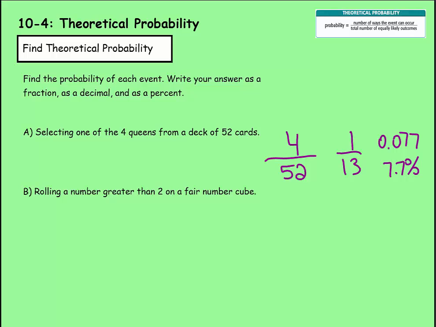Let's try for this one then. It says rolling a number greater than 2 on a fair numbered cube. So the total number of likely outcomes would be 6, and they're all equally likely because the cube is fair. Then the numbers that are greater than 2, that would be 3, 4, 5, or 6, meaning that there's 4 total possibilities. So if I simplify 4 over 6, that gives me the odds of 2/3. Dividing this to turn it into a decimal would give me 0.666 ongoing, so 0.67 if we round it. And then moving that decimal over to get a percent would be 67%.